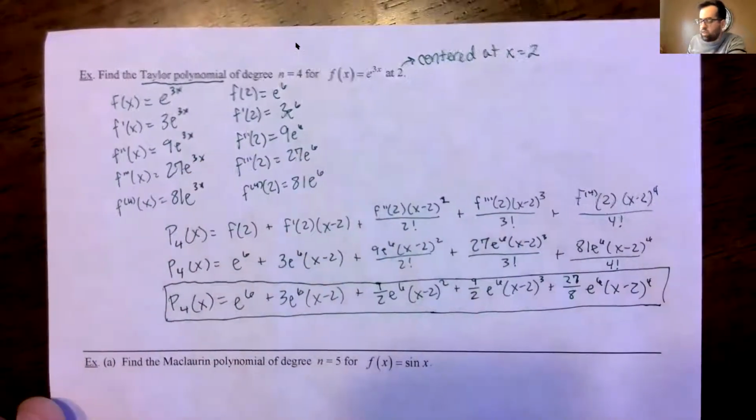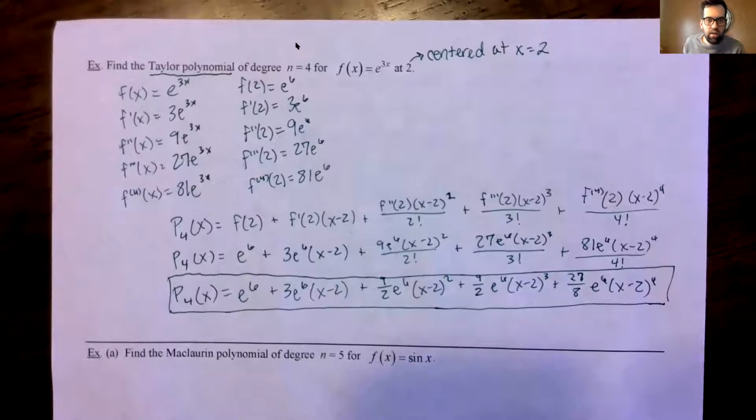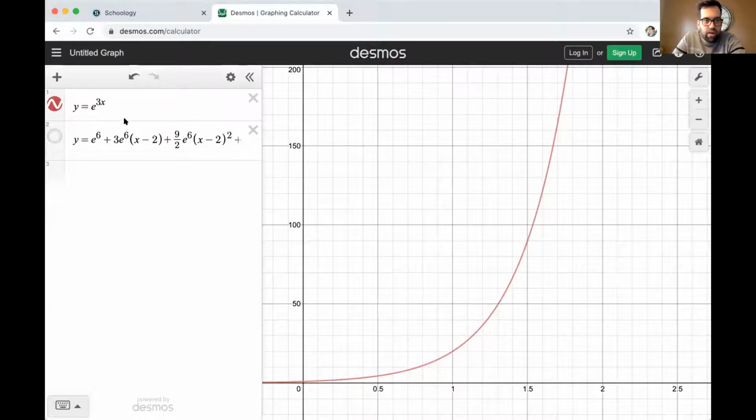Pretty crazy stuff, but this is a 4th degree polynomial that models f of x equals e to the 3x, and it will match at around x equals 2. So what I'm going to do is pause for 1 second, and I want to show you this visually on Desmos. All right, so you can see here that I have graphed y equals e to the 3x. I already typed in our crazy 4th degree Taylor polynomial, and I tried to match the graph so that it would be helpful. So I'm only showing very small values on the x-axis from 0 to 2.5. The y-axis is going all the way from 0 to 200, so we can see the curve here.